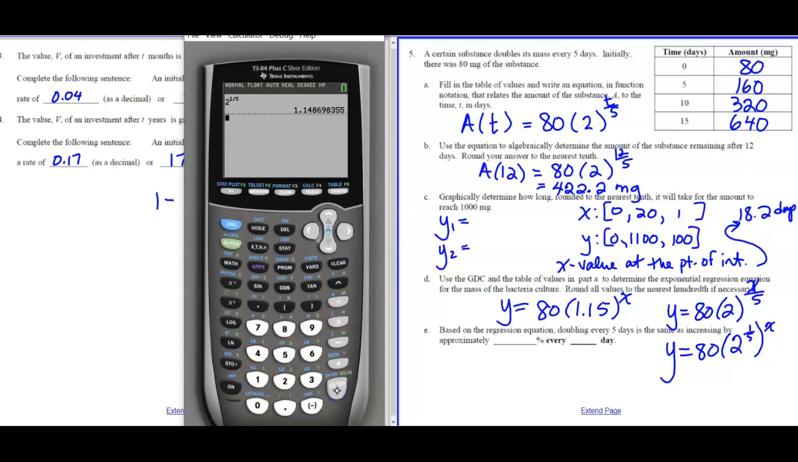Should be 1.148, whatever. Okay, so they're the same. This one's shown in terms of doubling time, and this one's telling you, okay, it actually leads to the next question here. So based on the regression, doubling every 5 days is the same as increasing by approximately what percent every day? Because x is the number of days. So there's your 100% for 1. So it's basically increasing by 15% every 1 day.